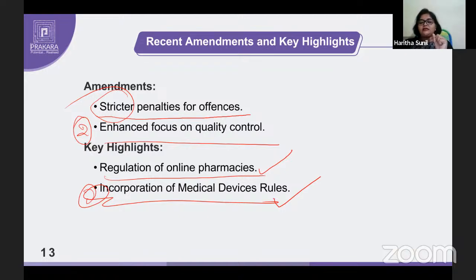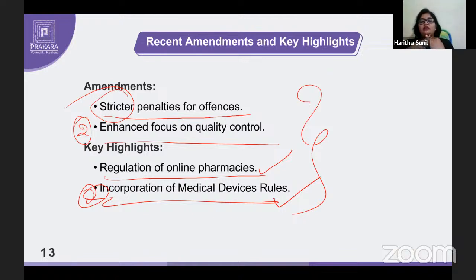So now they are categorized as drugs for regulatory purposes, and also the standards for manufacturing, importing, sale, and clinical investigations of all these medical devices, like even the pacemakers, diagnostic kits, surgical instruments, everything should come under compliance within these rules. So these are recent amendments and the highlights. They show the government's commitment to strengthen the regulatory oversight and also to adapt to the technological advancements in healthcare, right? So these are all the things that we have studied in the Drugs and Cosmetics Act.